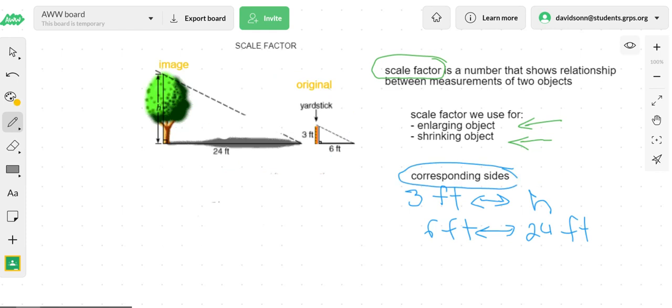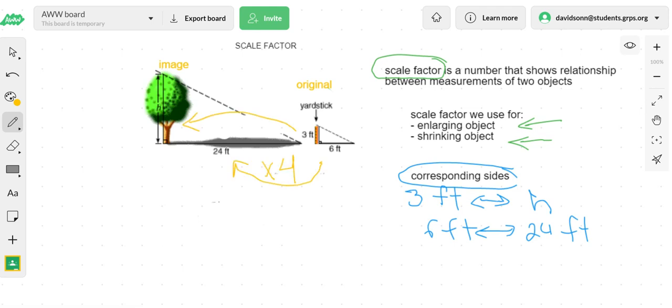Next, let's talk about original and image. That's the yellow letters. The yardstick I consider the original, because I know all the measurements. I can easily measure the yardstick, and I can easily measure the distance of the shadow on the ground. The image I consider the tree, because I can easily measure the shadow of the tree, but not really the height, because it's too high for me to measure.